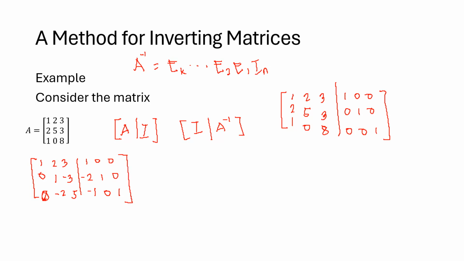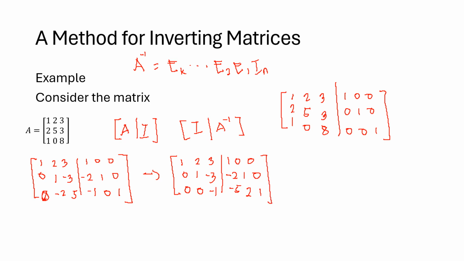Okay, now in this case, we have to multiply 2 to the second row, then add it to the third row. Again, multiply 2 to the second row, then add it to the third row. So here you have 1 2 3, then you have 1 0 0. Then here you have 0 1 negative 3. You have negative 2 1 0. Then here you have 0 0 negative 1. Then you have negative 5, then you have 2, then you have 1.